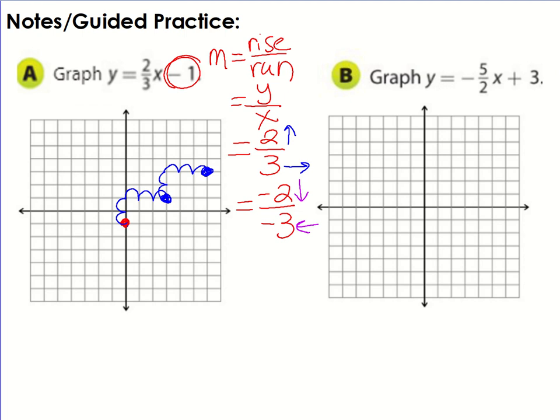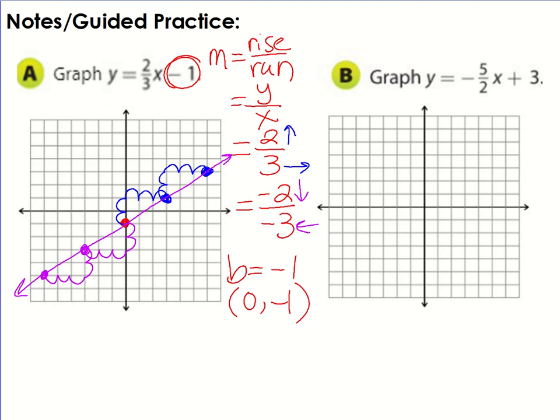So I'm going to go back to my y-intercept. Remember, that was 0, -1. I'm going to go back to my y-intercept, and now I'm going to use my other one. I'm going to go 1, 2, 1, 2, 3, and a point goes there. And then I go 1, 2, 1, 2, 3, and a point goes there. And if you do it right, you end up with a line that's nice and straight and fills my whole coordinate grid.